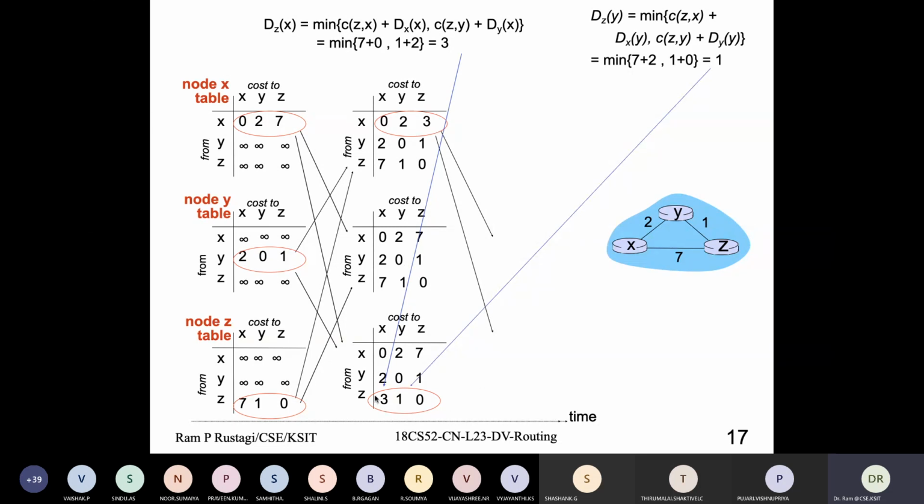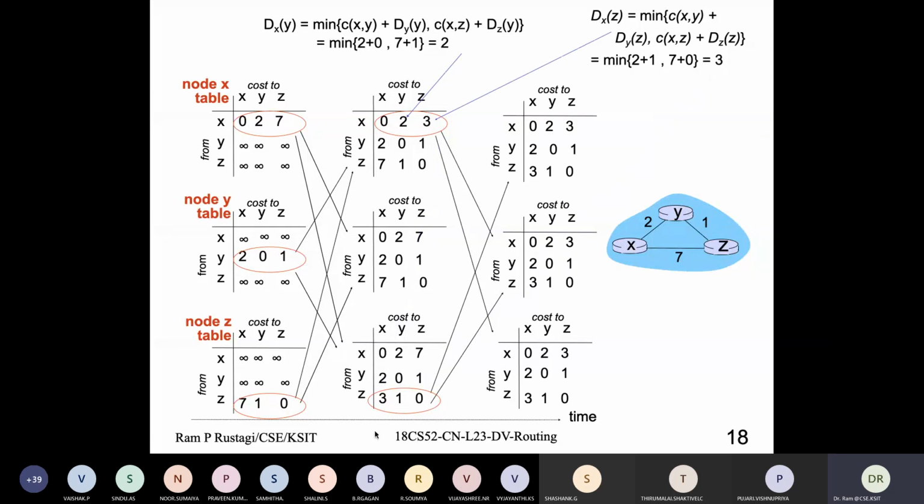So now you look at the value. This value of z has changed to 3, 1, 0. Previously, it was 7, 1, 0. So the computation for z has changed. Computation of y has not changed. So x will communicate this distance vector 0, 2, 3 to its neighbor. Similarly, z will communicate this distance vector to its neighbor.